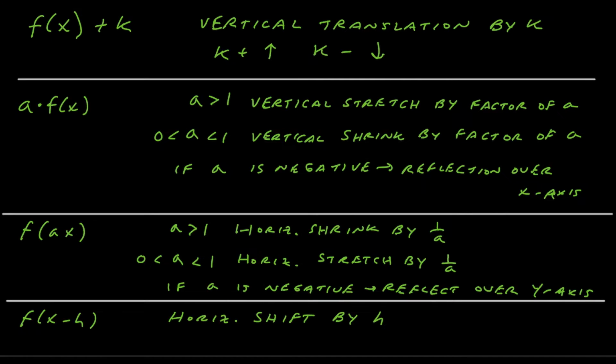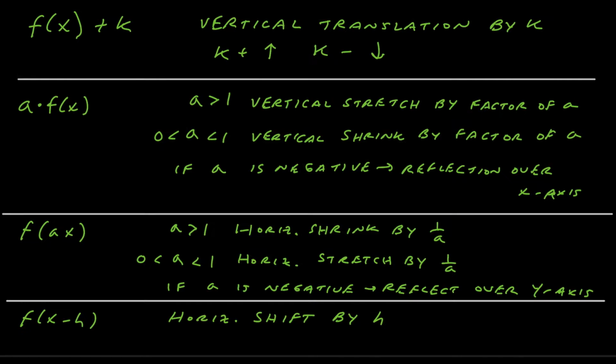So if it was -3, it would shift down 3. If it was +3, it would shift up 3. Now if we go down to the second rule, you can see a is being multiplied by the function. So you're taking that function and multiplying it by some value a. If a is greater than 1, like 1.5, 2, 3, 4, then it stretches by that a value, by that factor.